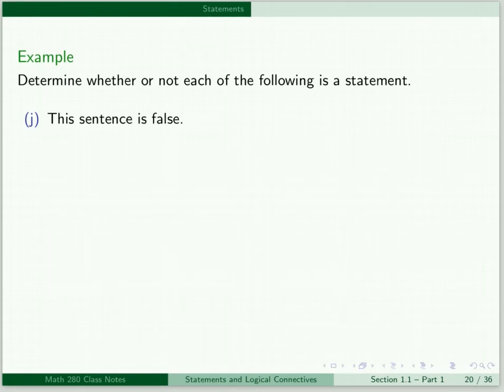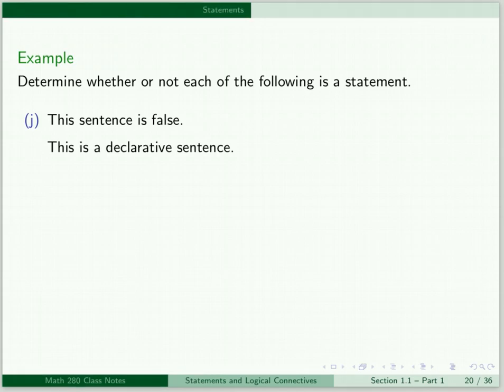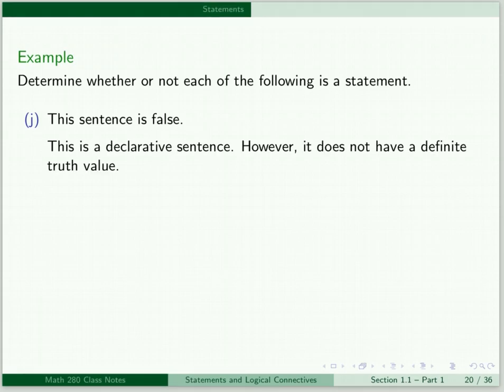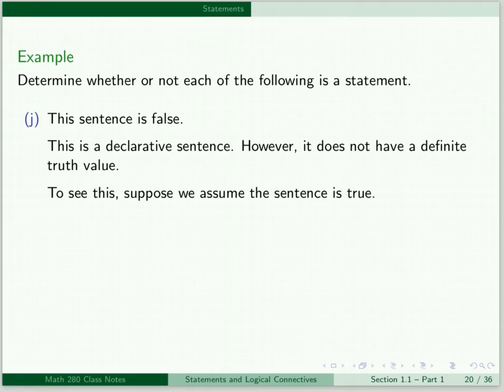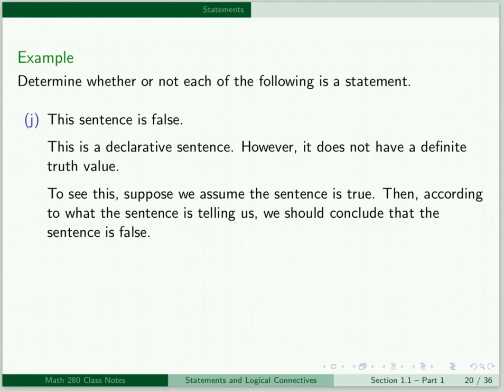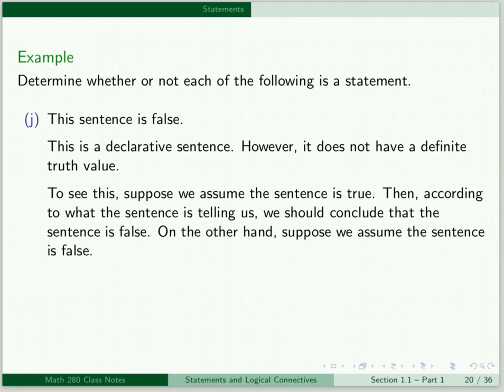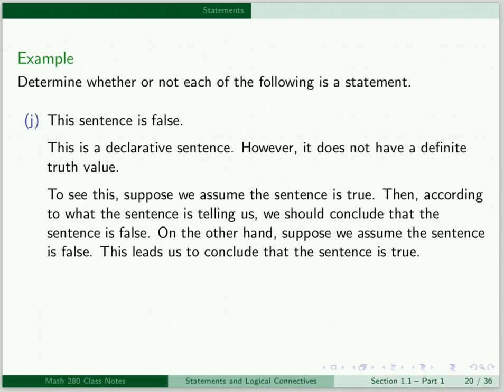For our last example, we have this sentence is false. This is a declarative sentence. However, it does not have a definite truth value. To see this, suppose we assume the sentence is true. Then, according to what the sentence is telling us, we should conclude that the sentence is false. On the other hand, suppose we assume the sentence is false. This leads us to conclude that the sentence is true.